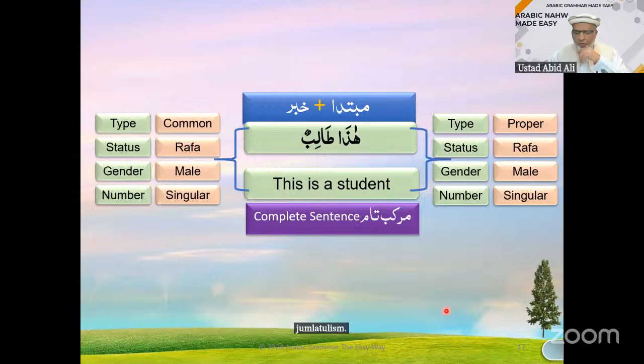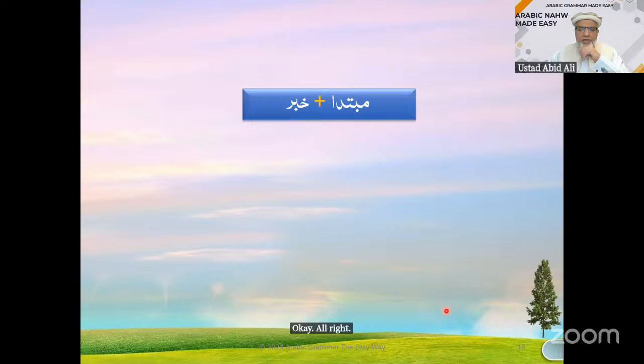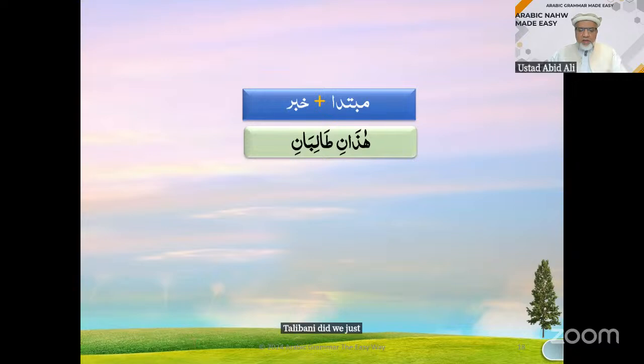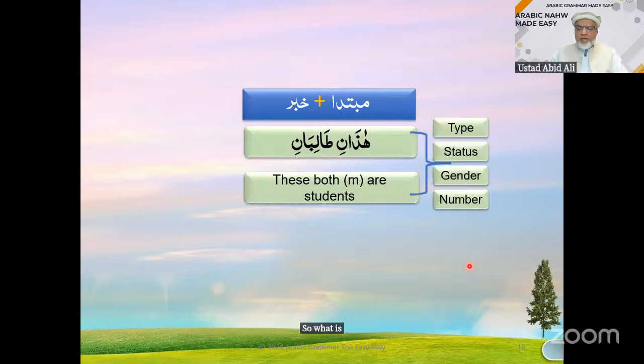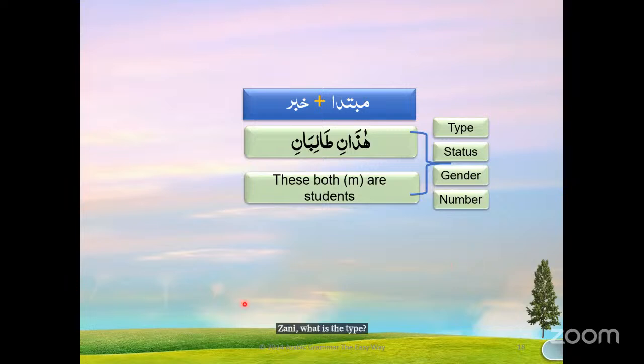Yes. Okay. All right. So the next one is Hazani Talibani. Did we just look at this earlier? Yes. Sister Anjum Sultana, are you with us? Can you unmute yourself? These both males are students. So what is the type, status, gender, and number for this? Hazani, what is the type? Type is Marifa. Marifa, very good.